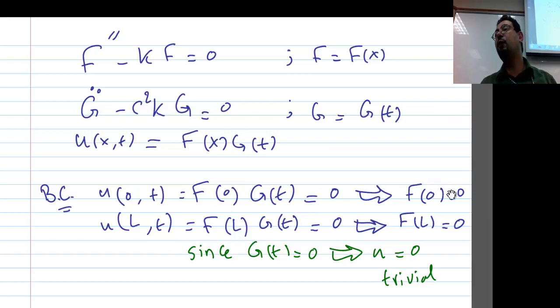So it must be that f of 0 is 0. So we move the boundary condition from the u to the f. And the other boundary condition also, for the same reason: u of L and any t is 0. That also transfers to f of L is 0. So the f that will satisfy this equation are subject to those two boundary conditions.